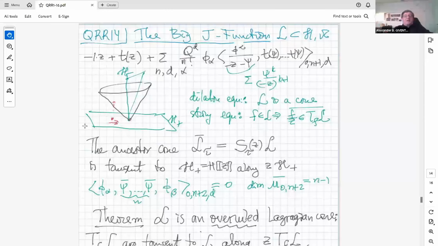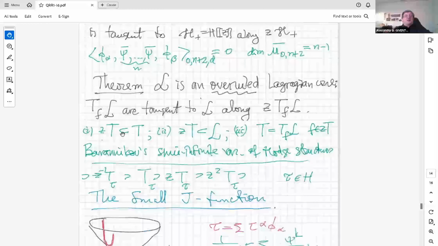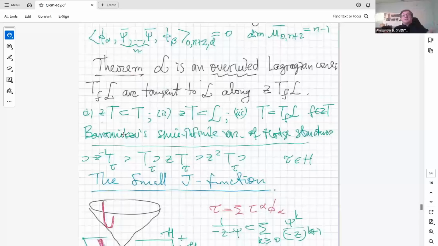So, and when tau varies, you can see that it applies to all points in that Lagrangian section. So the conclusion is the following theorem, which is a geometric interpretation of all these universal identities of genus zero Gromov-Witten theory. It says the following.